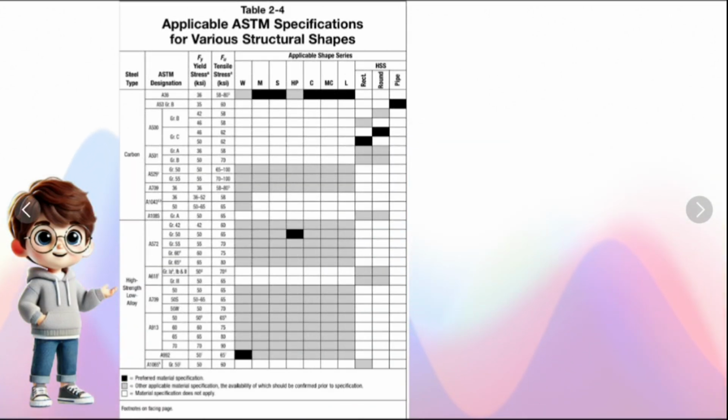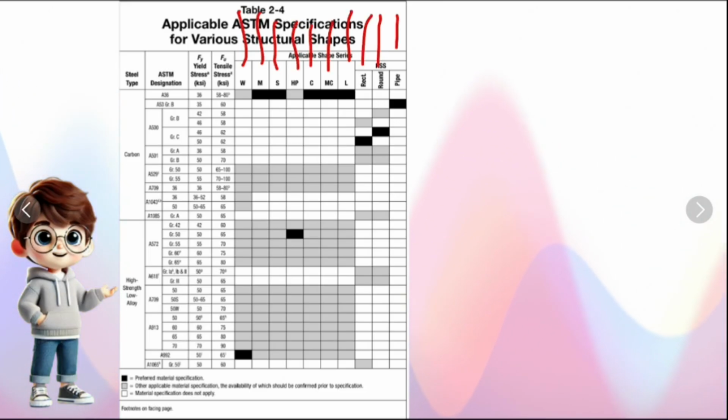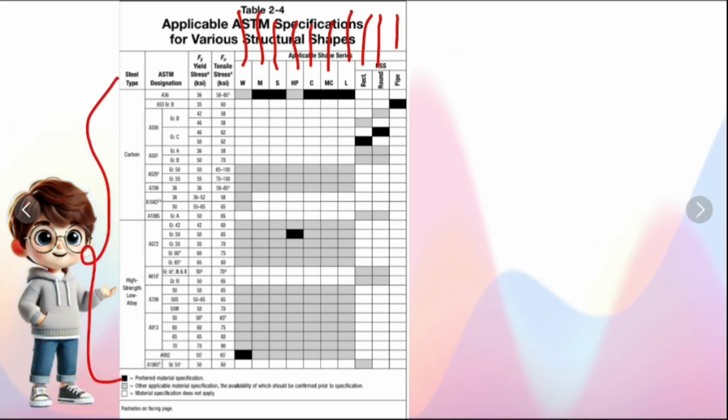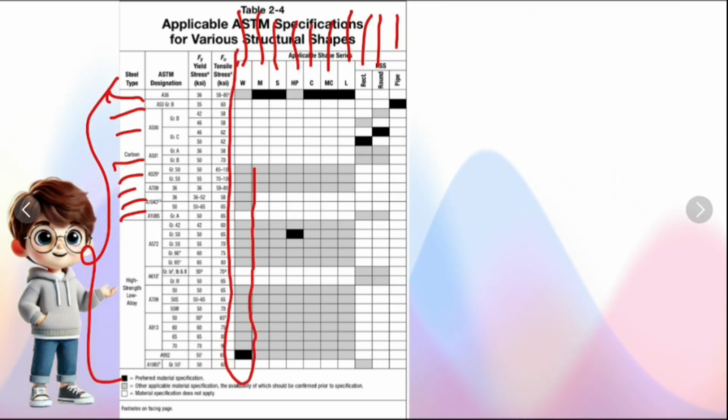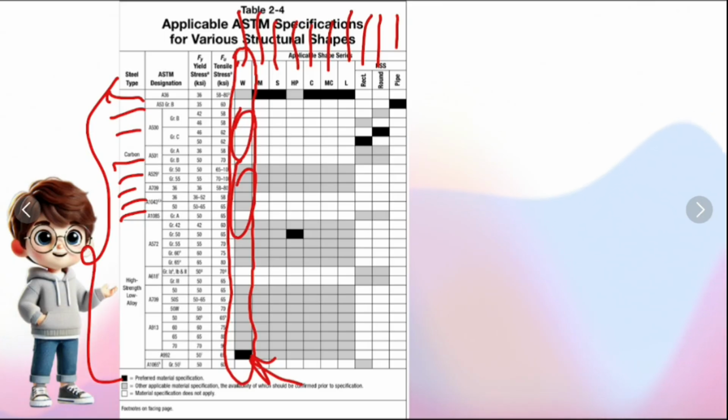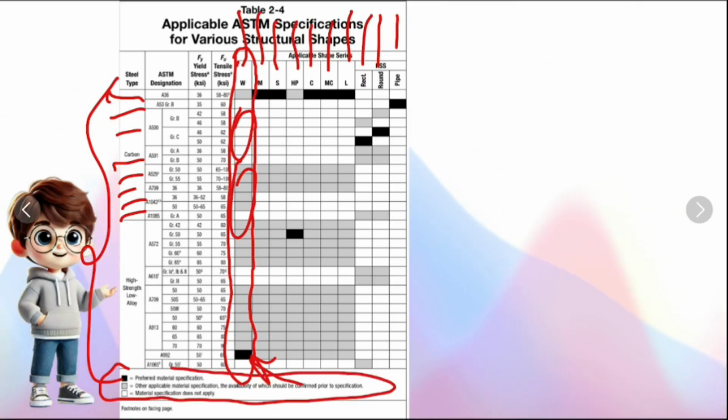For example, if you take this table, there will be different columns for each structural shape and different rows for each material grade. If you take the W column, these are all the cells related to the W column. Some of these cells are grey colored, some are empty and one cell is black. So how do we read this table? Here there is a legend on the types of cells.